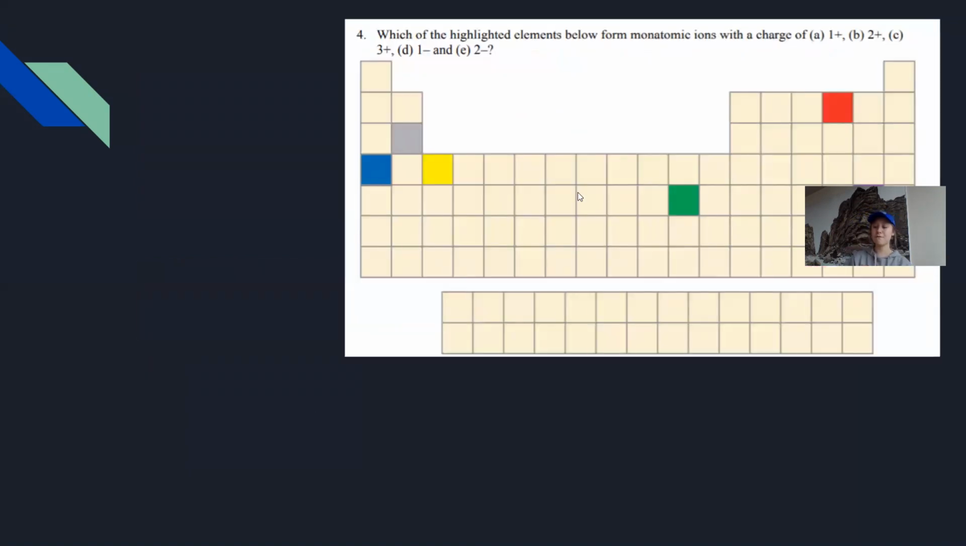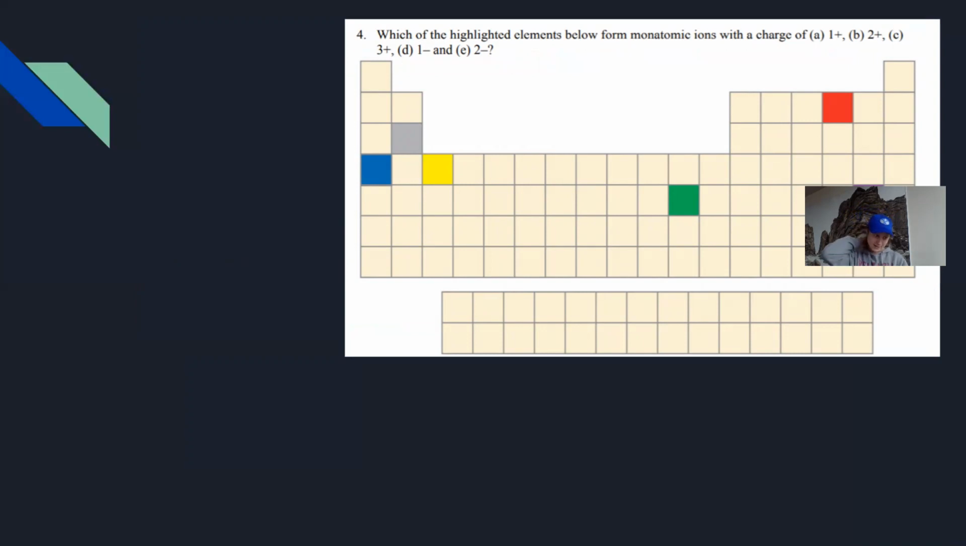Okay, number 4. Which of the highlighted elements below form monatomic ions with a charge of A +1, B +2, C? Okay, so the blue and the green are both +1.